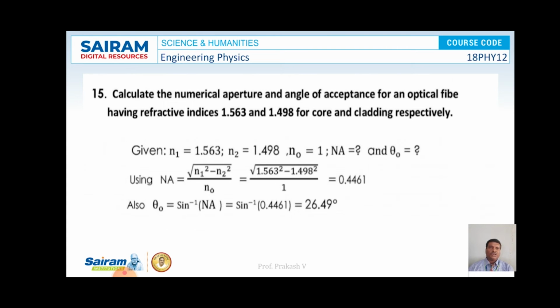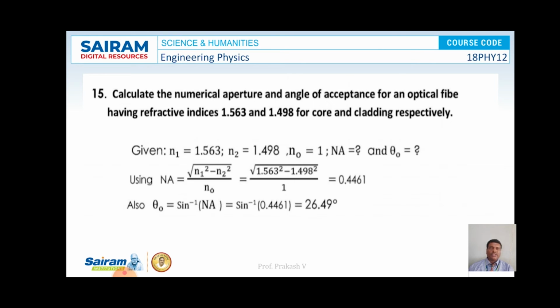Calculate the numerical aperture and angle of acceptance for an optical fiber having refractive index 1.563 and 1.498 for core and cladding respectively. So here the value of N1 is equal to 1.563 and N2 is equal to 1.498 and N0 is equal to 1. So what is the value of numerical aperture and theta naught?